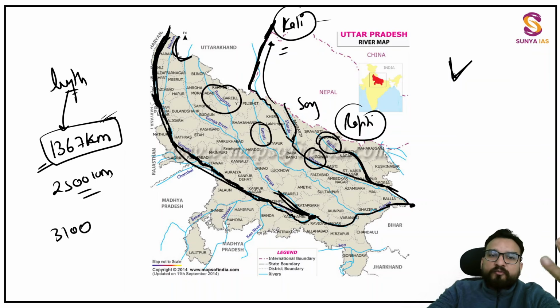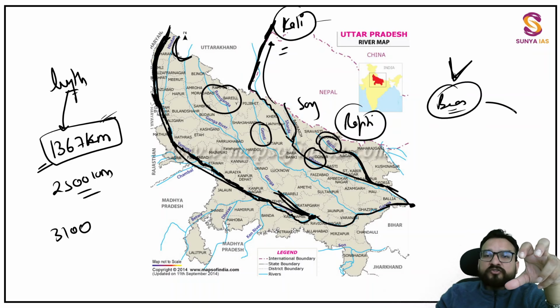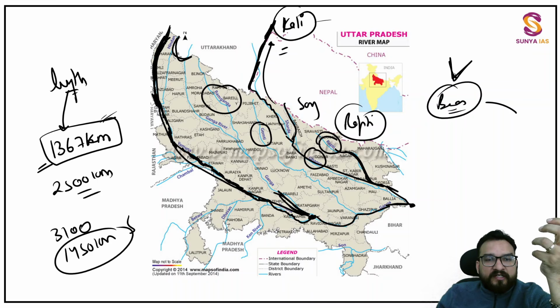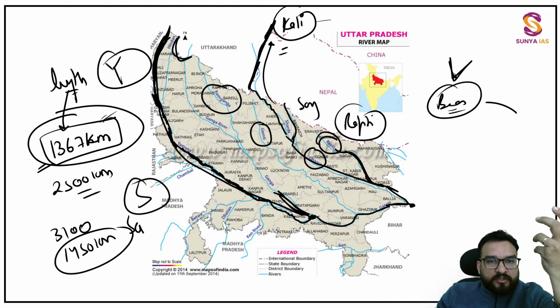Then you have to keep only the major rivers in mind. Nobody will ask you about Bias. Automatically, Bias is a smaller river in length. So Satluj will be around 1450 kilometers. Then you compare Yamuna and Satluj. Satluj has more length.